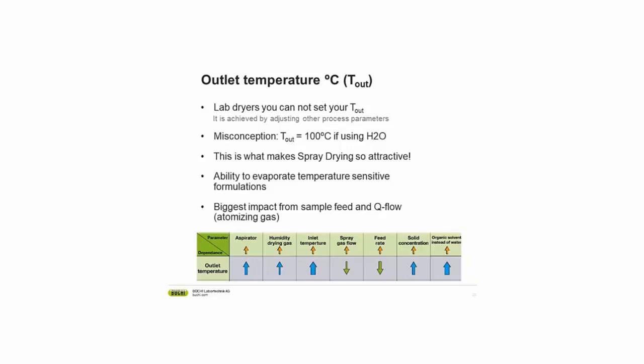It is a general misconception that the outlet temperature has to be 100 degrees if you're using water. That would be the inlet temperature, and the outlet temperature would roughly be 40 to 50 degrees below, depending on what you're drying. So if you have something that is temperature sensitive at 80 degrees, you can dry it at an inlet of 120 and it will not break. And this is what generally makes a spray dryer so attractive, because you can go in with a high temperature and it will not destroy your product.